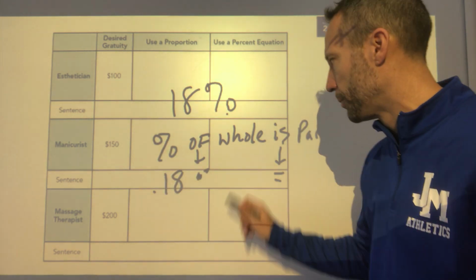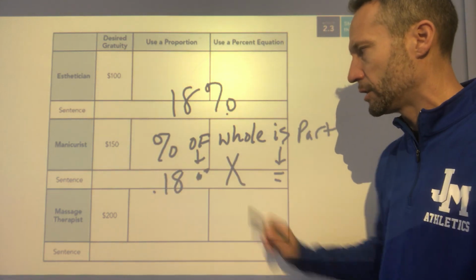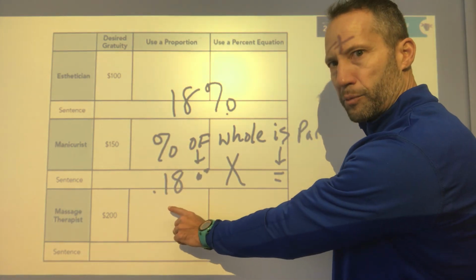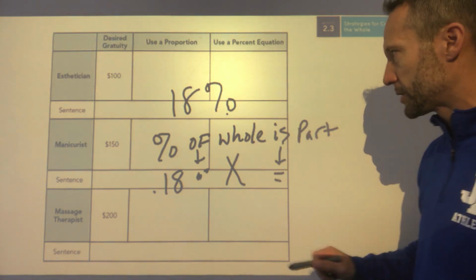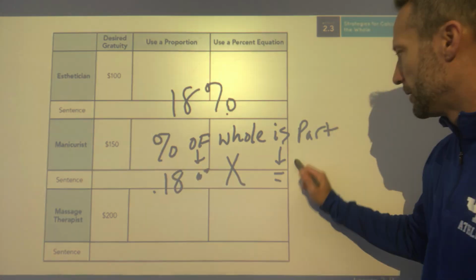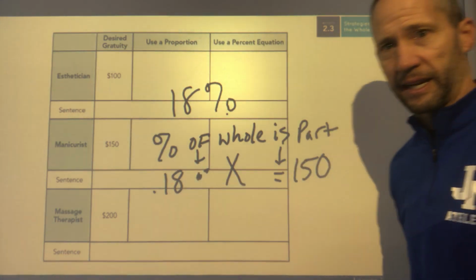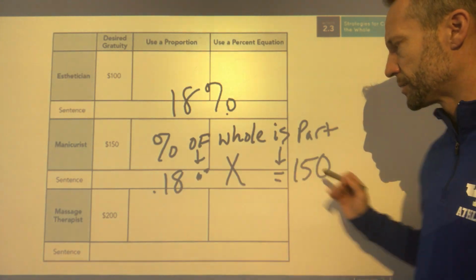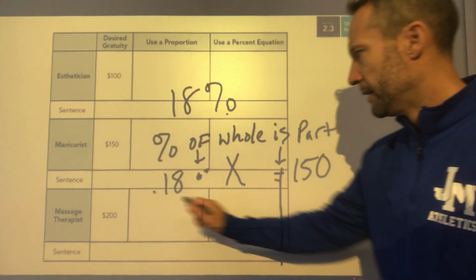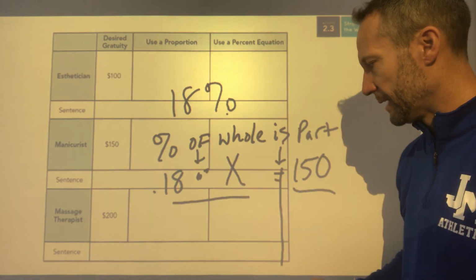We don't know what the total bill is. So notice the variable changed. Before, it was here by the percent. Now, it's where my whole is. And now my part is my tip, or my desired gratuity, $150. So there's my equation. And again, we have to get X by itself.